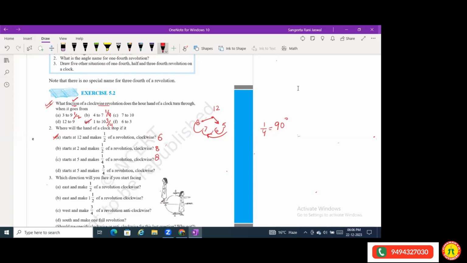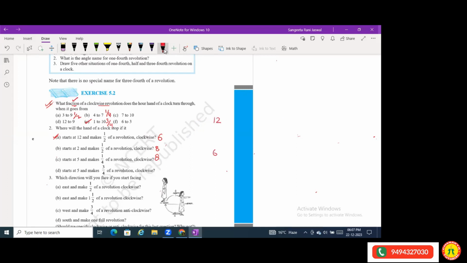Okay. Now, Afan, you tell me this. Starts at 5 and makes 3/4 of a revolution clockwise. 5, 6, then 7, then 8, then 9, then 10, then 11, then 12, then again 1. Ma'am, will it stop at 1? 1 or 2? Yes, ma'am. 1 or 2? A 1. Sure, 1? Yes.